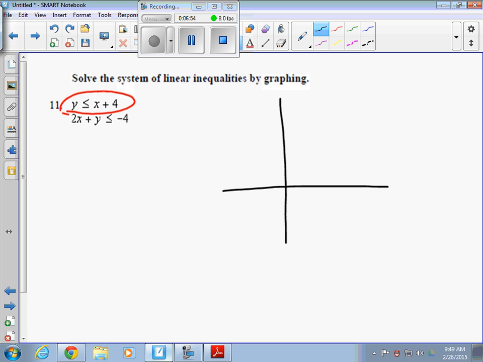We know to begin at 1, 2, 3, 4, where our b value tells us to begin. And we know our m value is 1, even though the 1 isn't shown, which tells us to go up 1 and over 1. Remember, all slopes, or all m values, are fractions, so you create a fraction by making it up 1 and over 1. Now this is or equal to. So here's the first difference between an equation and an inequality: a solid or a dashed line. Since it says or equal to, we know we're making a solid line.